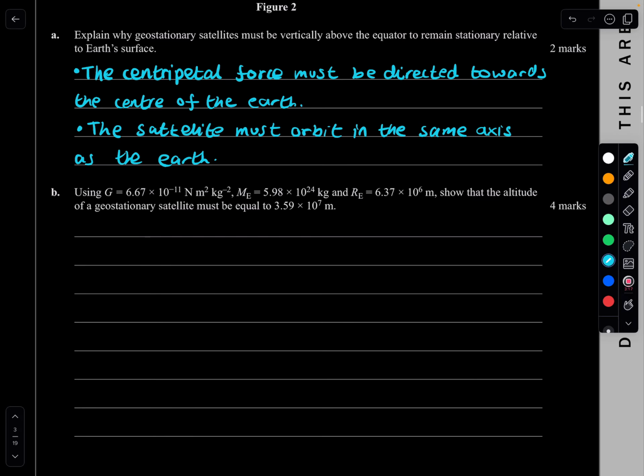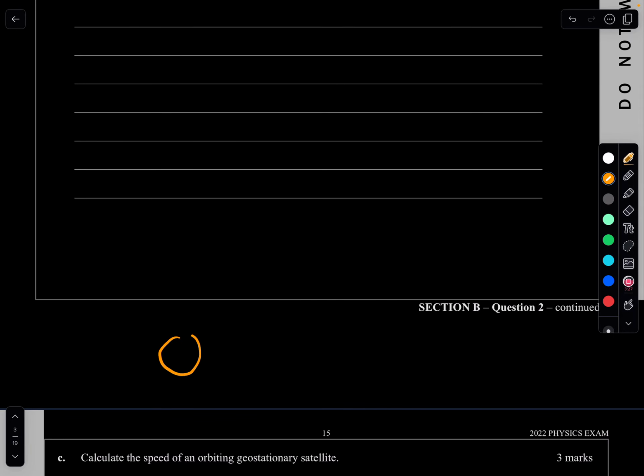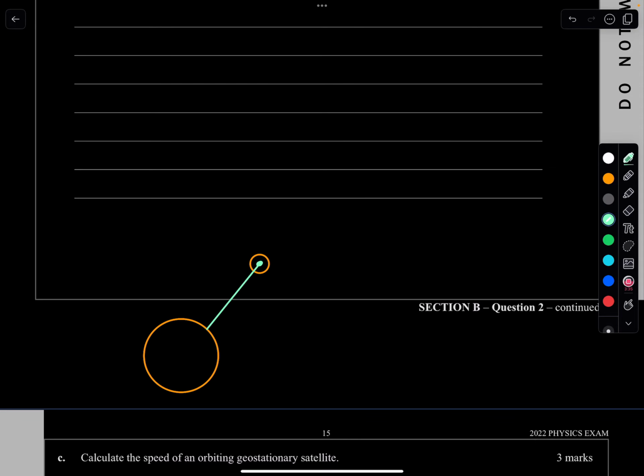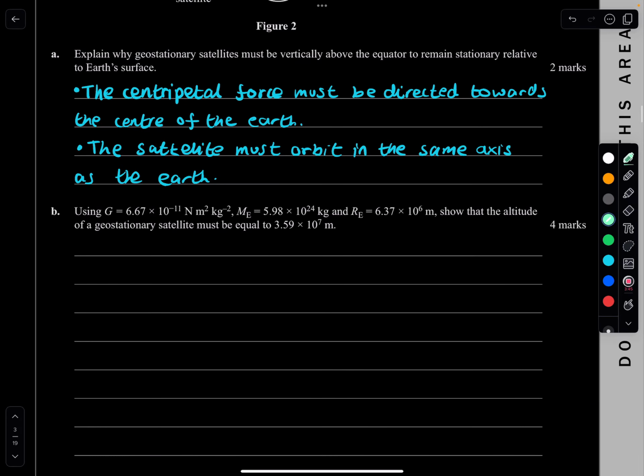Easy. B, using G as that, the mass of the Earth as that, and the radius of the Earth, show that the altitude of the geostationary satellite must be equal to this. Beautiful and easy question. So let's have a really nice drawing of what's happening. Let's say this is our Earth, and this is our satellite. What we're trying to prove is the altitude. You remember the altitude is from the center of that satellite to the surface of the Earth. That's your altitude.